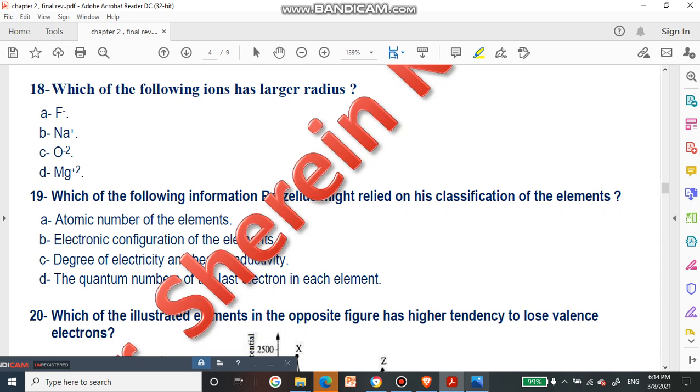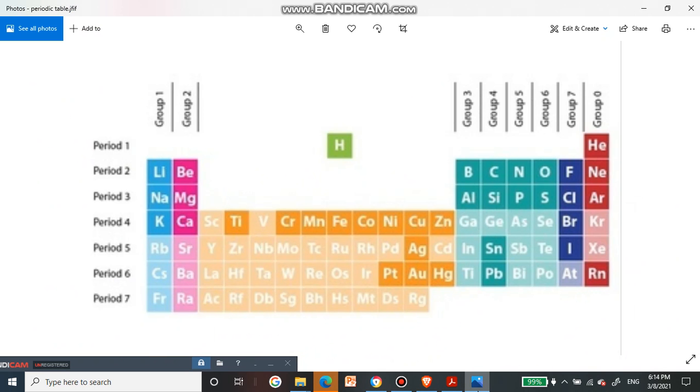O negative 2, we have to look at it. Oxygen gains 2 electrons, so its atomic size will decrease, but not more than fluorine. So here the atomic size of fluorine is smaller than the atomic size of oxygen.